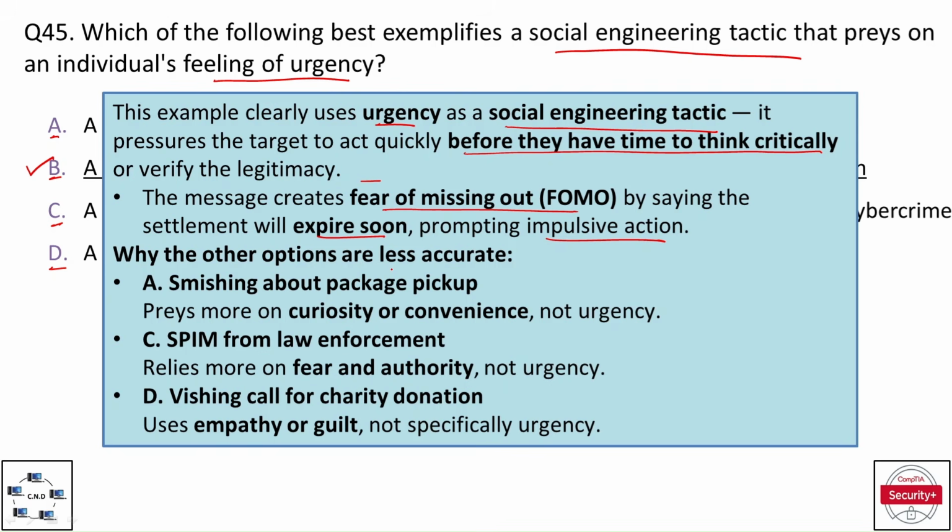Why the other options are less accurate? Option A, smishing about package pickup, plays more on curiosity or convenience, not urgency. Option C, spam from law enforcement, relies more on fear and authority, not urgency. And option D, phishing call for charity donation, uses empathy or guilt, not specifically urgency.